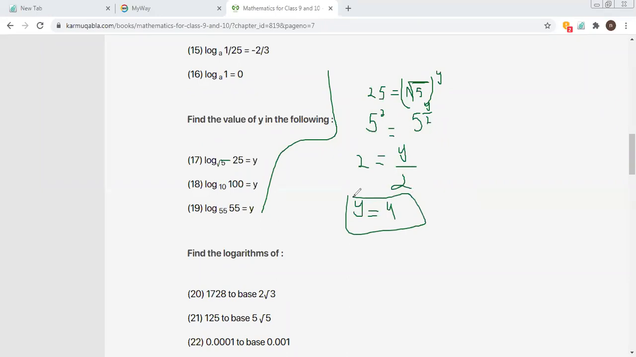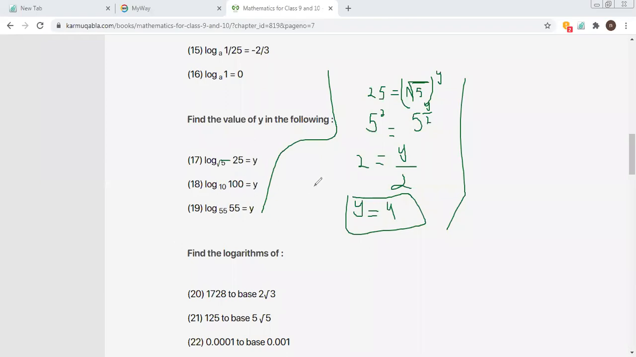Okay, question number 18 is same. Let's see question number 19. Okay, I'm solving question number 18. 19 is so easy, so I'm giving you as a homework. मैं इसका homework दे रही हूँ.